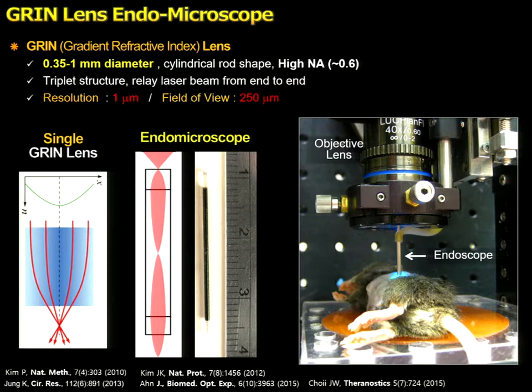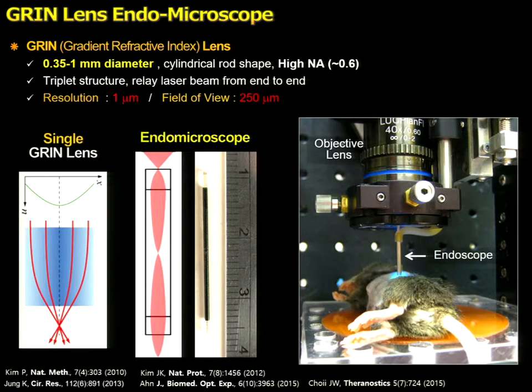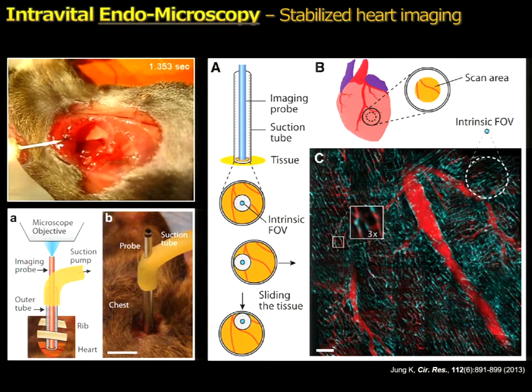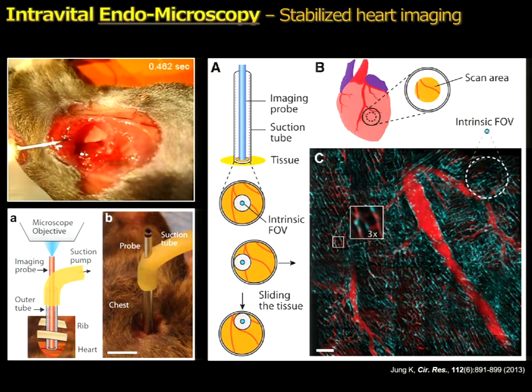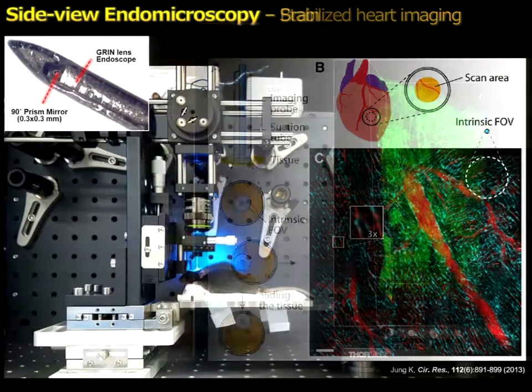So one way to overcome this limitation is using this very narrow diameter lens, which is called GRIN lens. It has a cylindrical rod shape with a very small diameter from 0.35 to 1 millimeter. And then we can assemble this lens like this, and then we can use it like a laparoscope or a side view endoscope. So in this example, we inserted this endoscope through the rib bones and then accessed the heart. And this is our result obtained from the heart of the live mouse model by using this microendoscope.